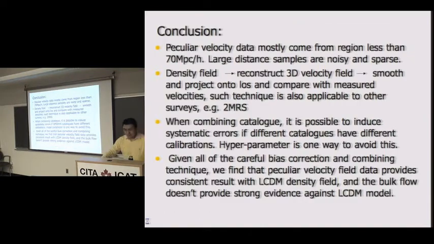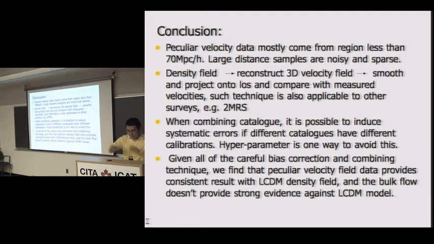So for conclusion, the peculiar velocity field data mostly come from the region less than 70 megaparsec, and large distance samples are noisy and sparse. From the density field, you can reconstruct your 3D velocity field, smooth it and project it to the line of sight directions, and then compare it with the measured velocity. And the method is applicable to other data sets.